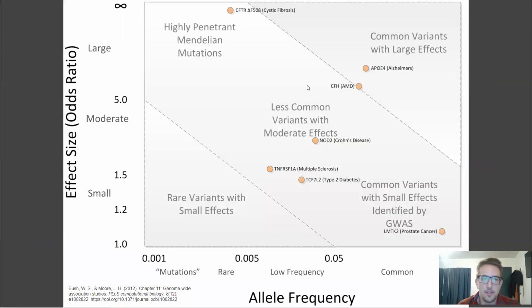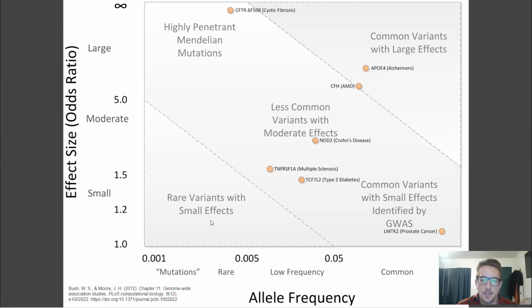So looking at this graph, we can get an idea of what kinds of genes GWAS are looking for. On the x-axis here, we have allele frequency, just how common these genes are. And up here on the y-axis, we have effect size. Within this box is all the possible combinations of genes. Starting out in the bottom left corner, we have rare variants with small effects.